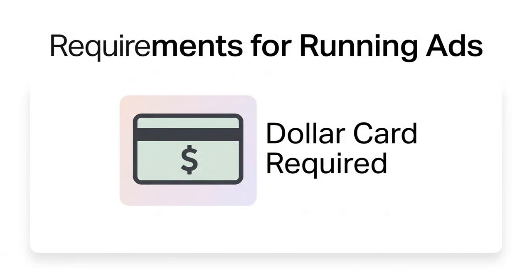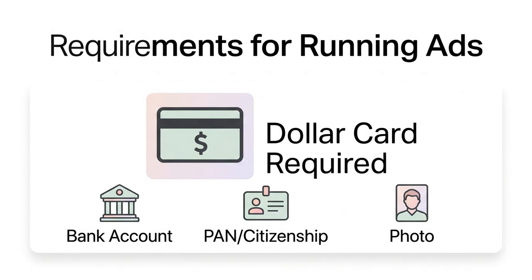effectively. Now, to run ads on platforms like Facebook, you need a way to pay for them. And for that, you're going to need a specific type of payment method, a dollar card. This is crucial for international transactions like ad spends. Getting one is usually straightforward if you already have a bank account. You'll need to visit your bank and request a dollar card.